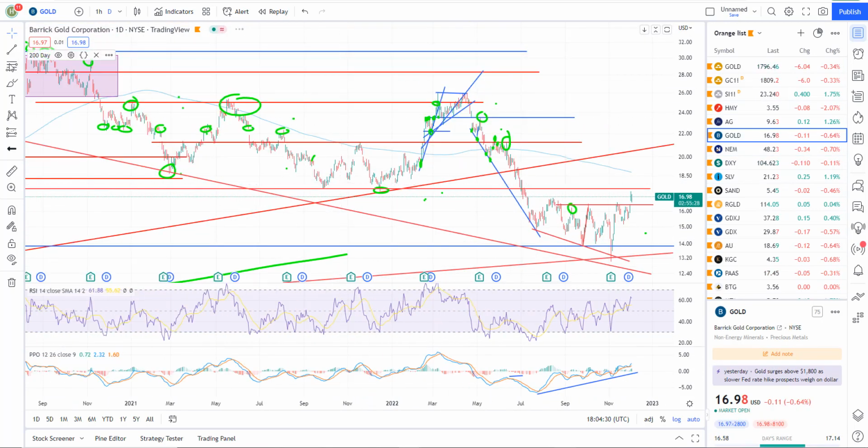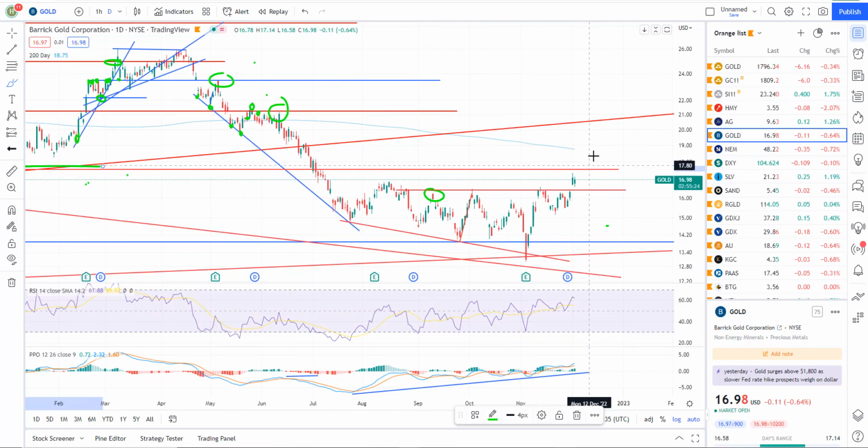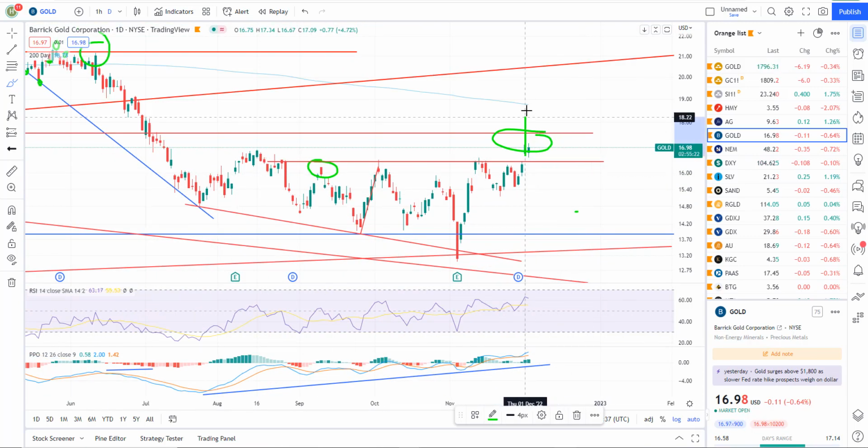So here's Barrick Gold. Barrick Gold has some resistance right here at about 17.57, and we're really close to it. So maybe it wants to overshoot it a little, hit the 200, something like that. All right, so that's what I see on gold.